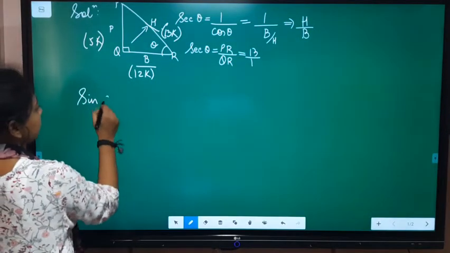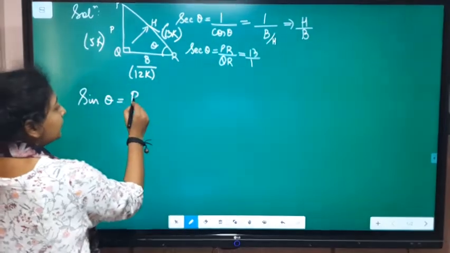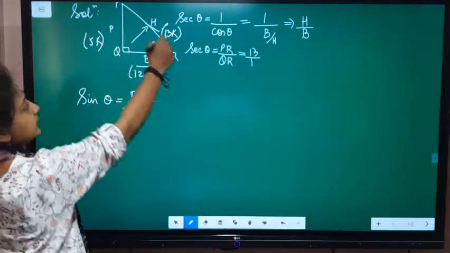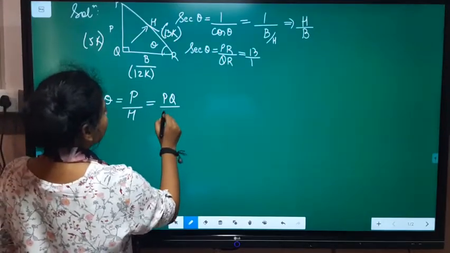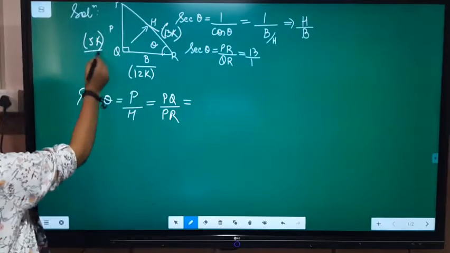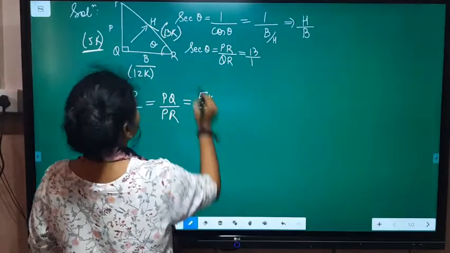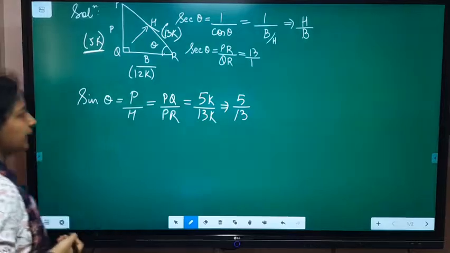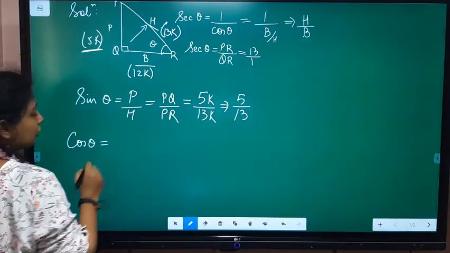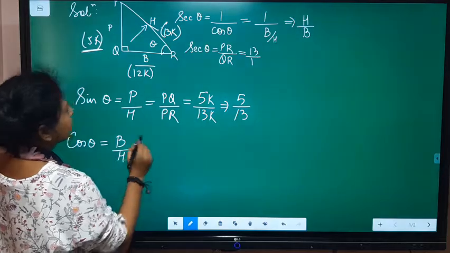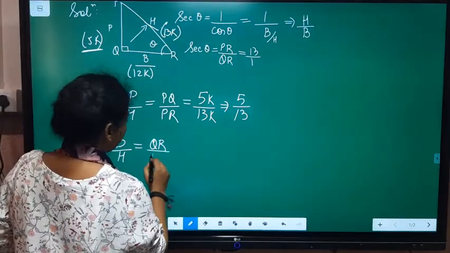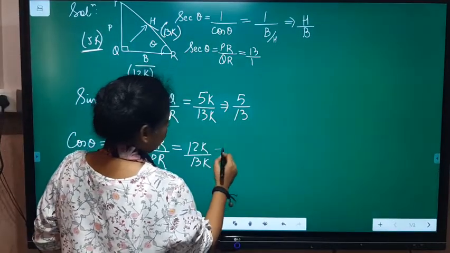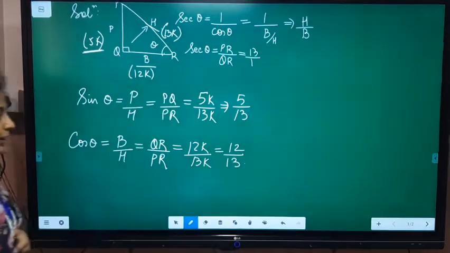So, we know sin theta should be equal to what? Perpendicular upon hypotenuse. For this theta, PQ is the perpendicular and this is the hypotenuse. So, this should be PQ upon PR. The value of PQ we are getting as 5K and the value of PR is 13K. This means this ratio will be 5 by 13. Cos theta equals base upon hypotenuse. Base we have QR upon PR. So, this value will be 12K upon 13K. That means this is 12 by 13.